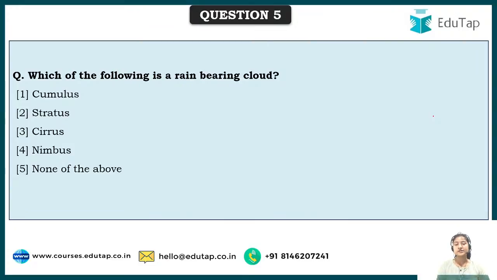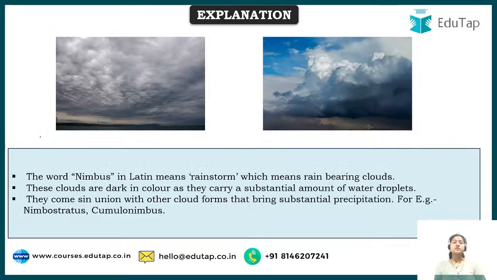Now, we have covered everything about clouds in the previous question and in this question. Basically there are three types of clouds, then there are different combinations. Now you have to look at which of the following is a rain bearing cloud. The cloud which bears rain is option number 4, that is nimbus. The word nimbus in Latin means rainstorm or water bearing or rain bearing. So whatever brings rain, it means nimbus in Latin, and hence the name given to the cloud, which means rain bearing.